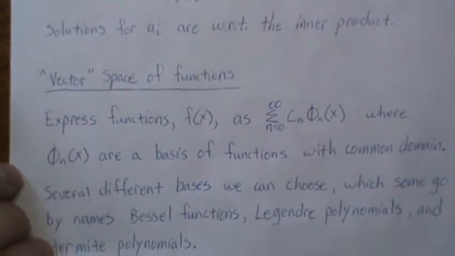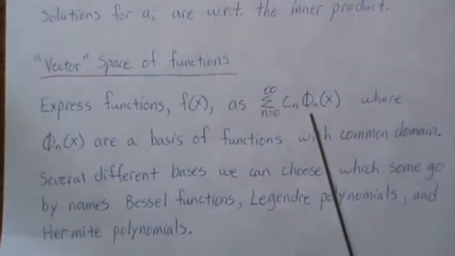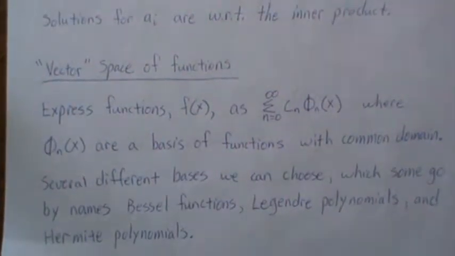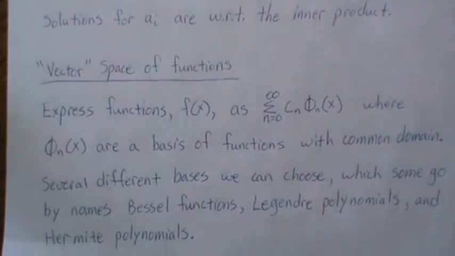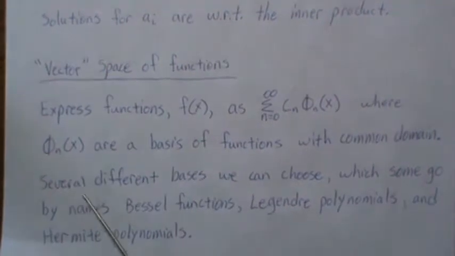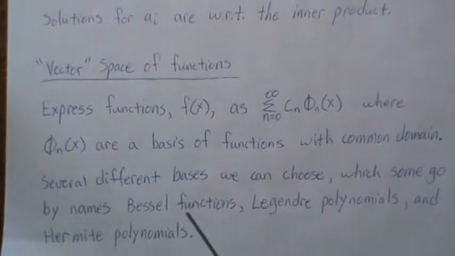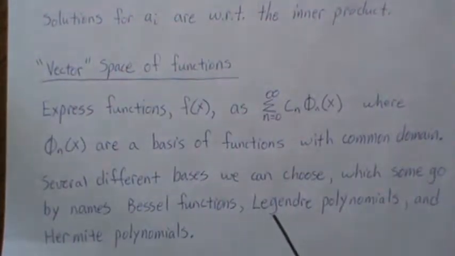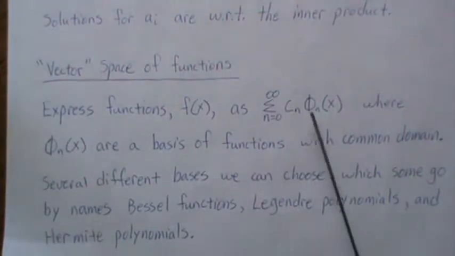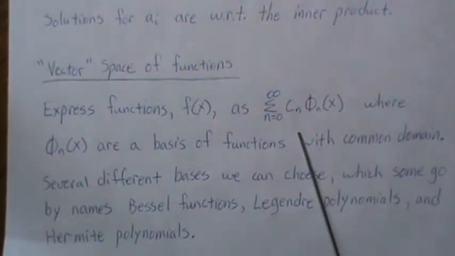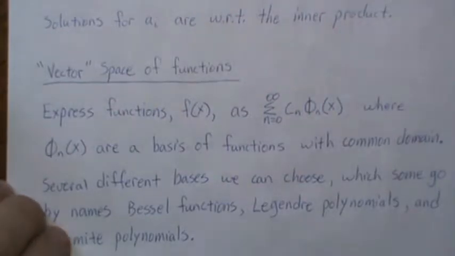So what basis functions can we use? They have to be orthogonal, so any two functions multiplied by each other, by whatever inner product we choose, give zero. There are several bases that we can choose, and you may have heard of some of them: Bessel functions, Legendre polynomials, and Hermite polynomials. Those can be basis functions that, when we take a linear combination of them, will create other functions.